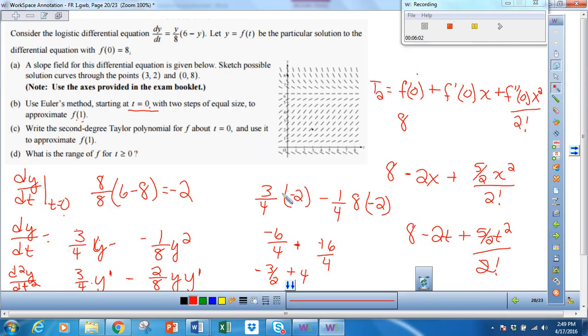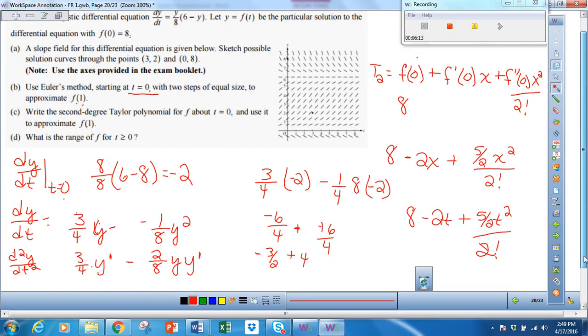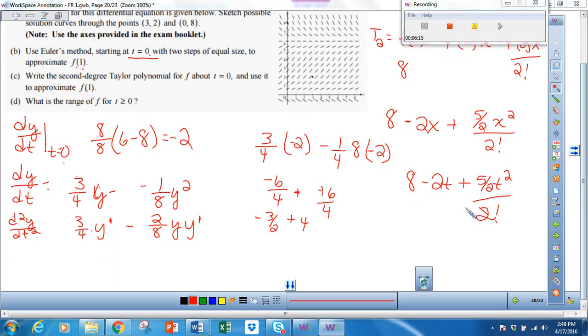Oh, and they want us to approximate f of 1. So to approximate f of 1, we would just evaluate this at 1. So this would be 8 minus 2 plus 5 times 1 all over 4. And that is 29/4.